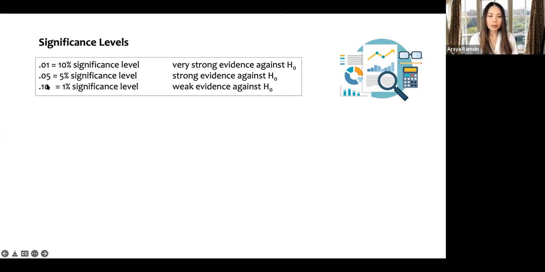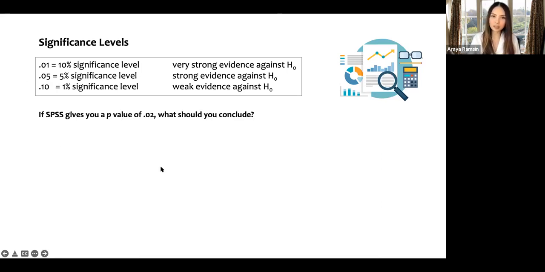Okay, so for this one here, 0.05 means a 5% significance level. If you can reject the null at the 5% significance level, then you can conclude that there is strong evidence against the null. What about this one? This one is also used too. If you can reject the null at the 10% significance level, that means there is weak evidence against the null. But mostly the one in the middle, 0.05, is used.